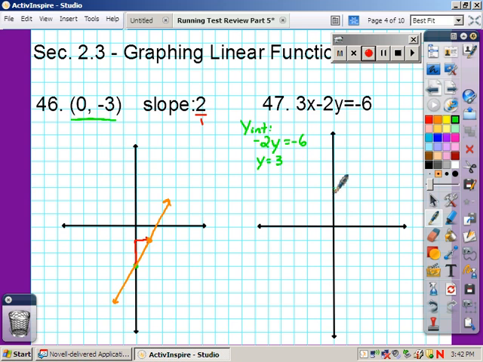That means I can go to the y-axis and put a point where positive 3 is. That's it.